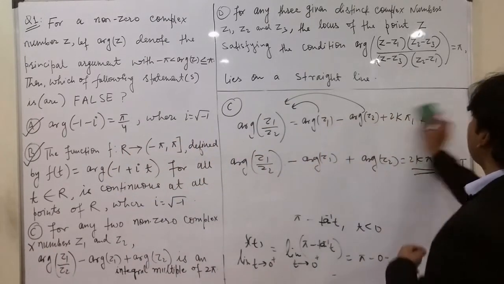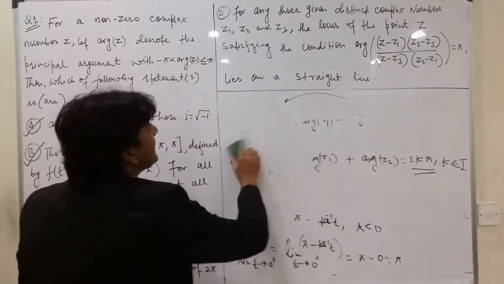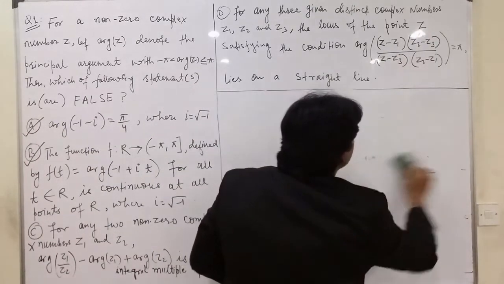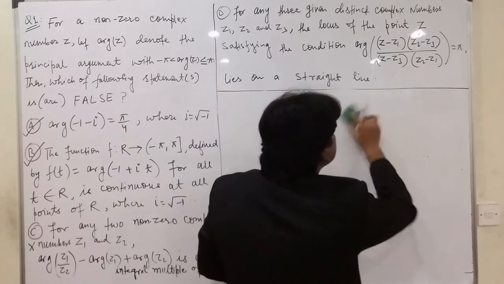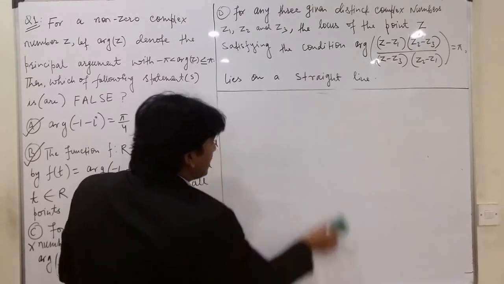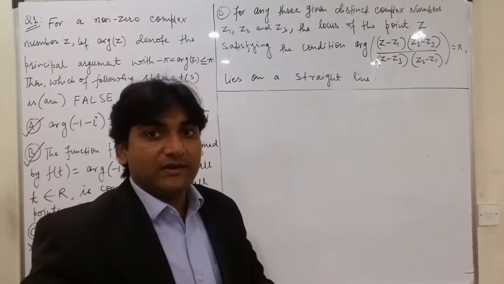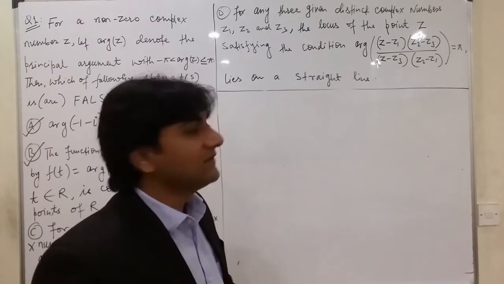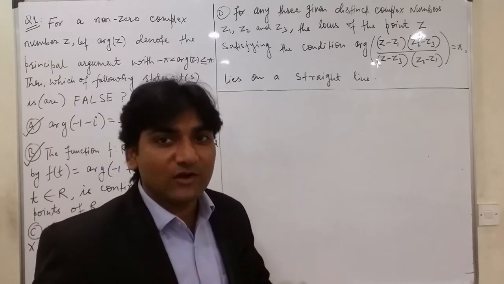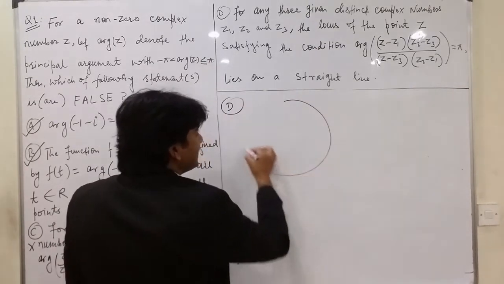Now option D, that one. So option D, for any three given distinct complex numbers z1, z2 and z3, locus of the point z satisfying the condition argument of (z minus z1)(z2 minus z3) over (z minus z3)(z2 minus z1) is pi. I am sure those students who have prepared complex number in best way, for them this is nothing. This is just a result of cyclic quadrilateral. Let us understand option D. For example, this is a circle.